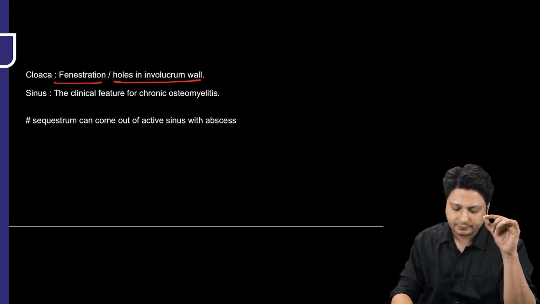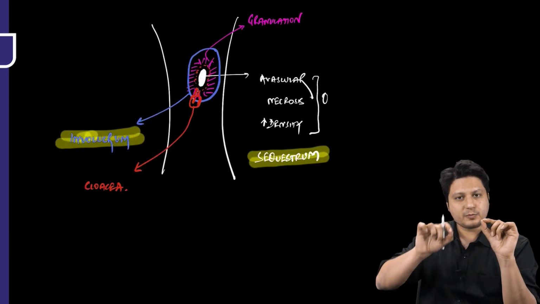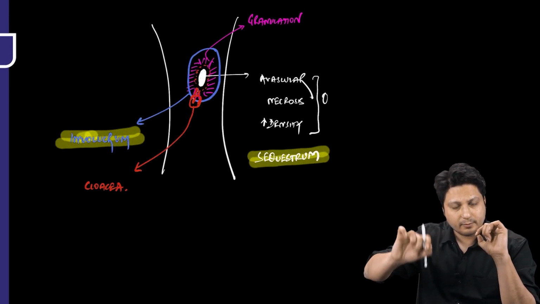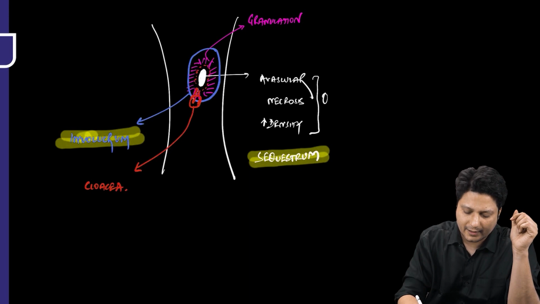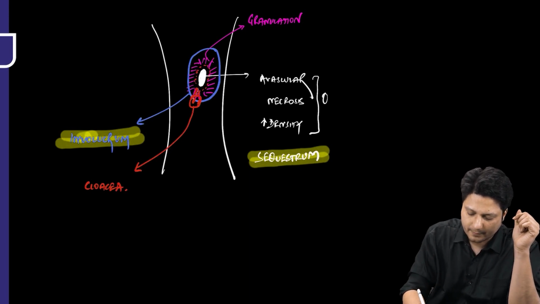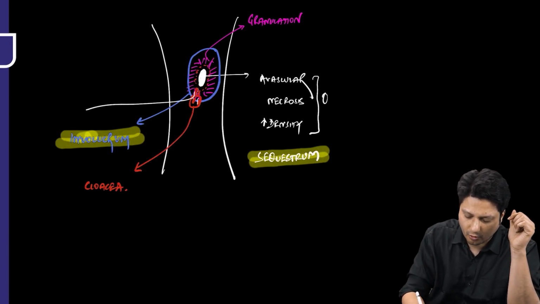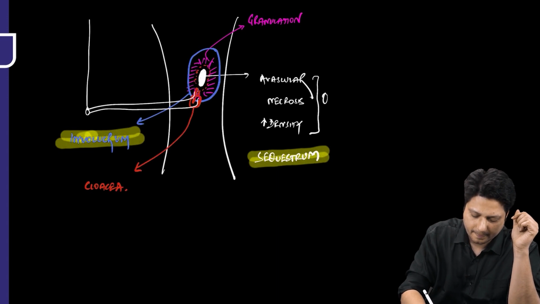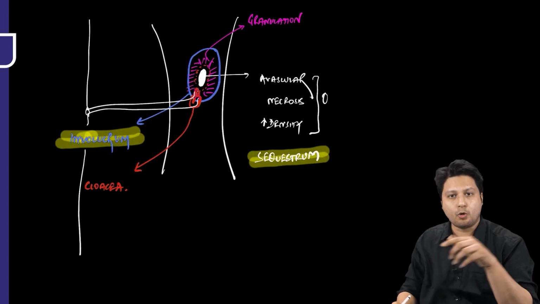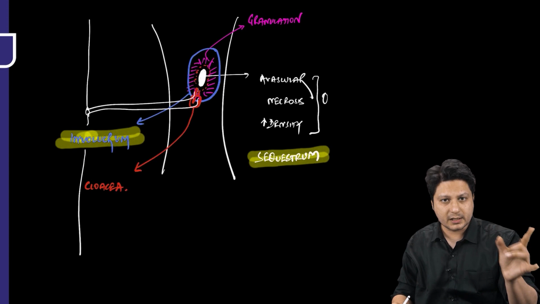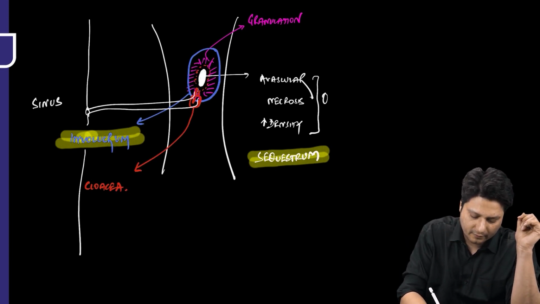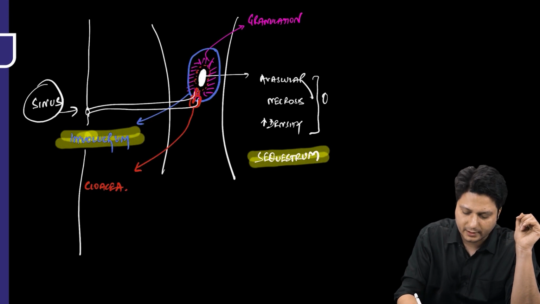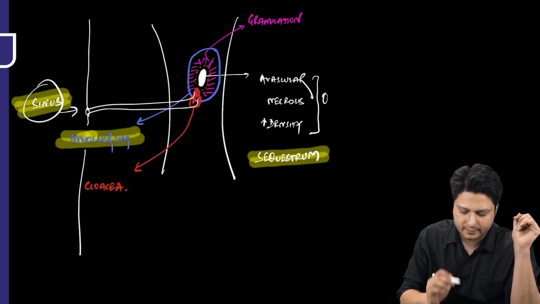Now, imagine when the organisms have started moving out of this involucral wall, that means through the cloacae, then it will lead to a creation of a passage, and this passage goes all the way up to the level of the skin. All right, this passage will go all the way up to the level of skin, creating an opening in the skin, and that skin opening is known by the name of sinus. So here it will lead to the creation of a sinus.